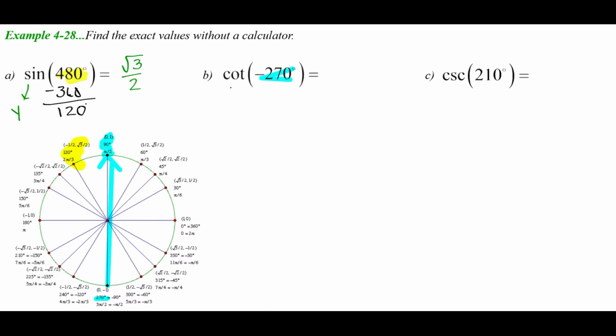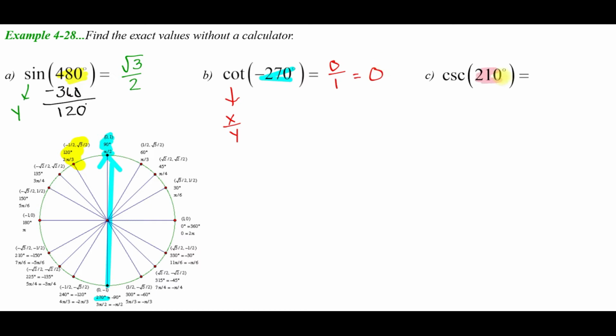We're doing cotangent. Remember, cotangent is the reciprocal of tangent, so it is x over y. So here my x-coordinate is 0 over my y-coordinate, which is 1. 0 divided by 1 is 0. Remember, if 0 is in the numerator, that's fine. The answer is 0. If 0 is in the denominator, then that would be undefined.